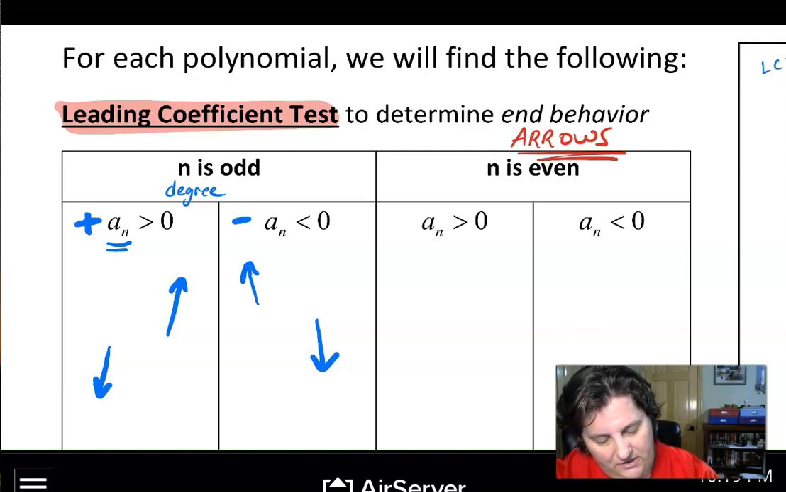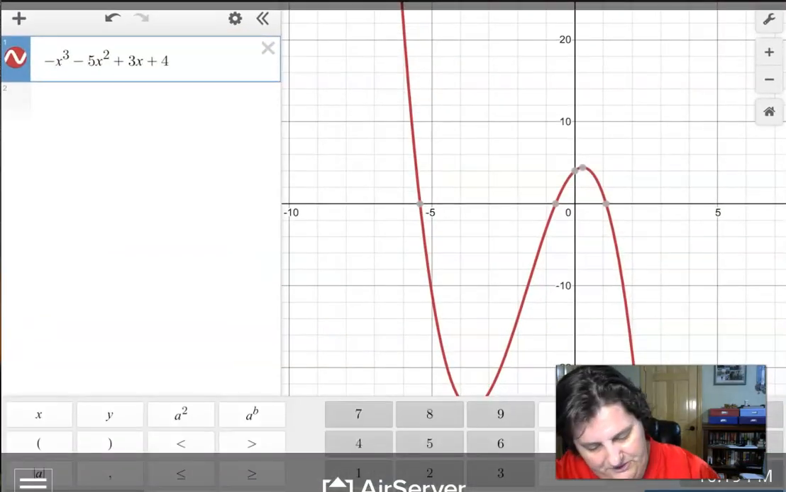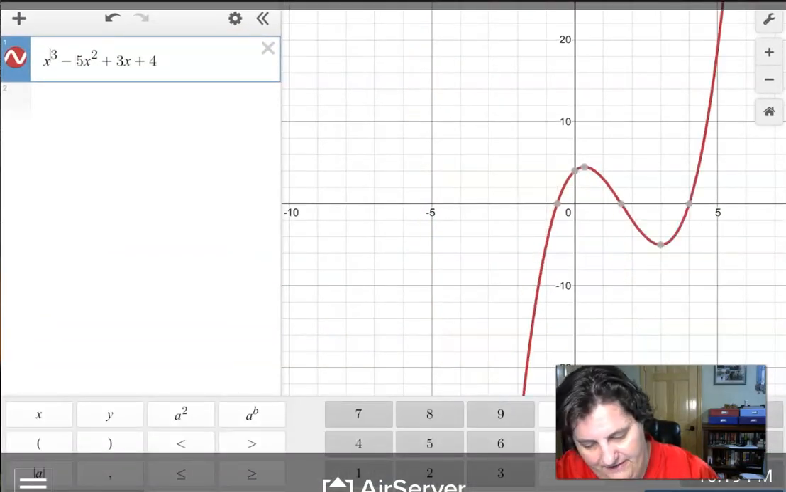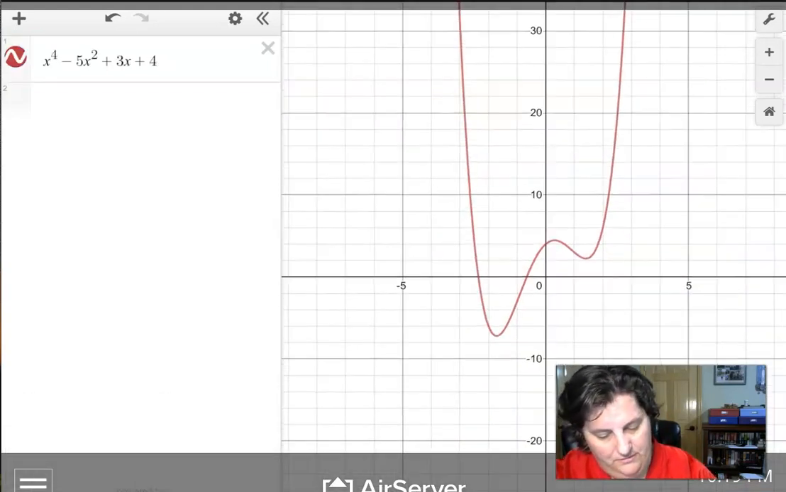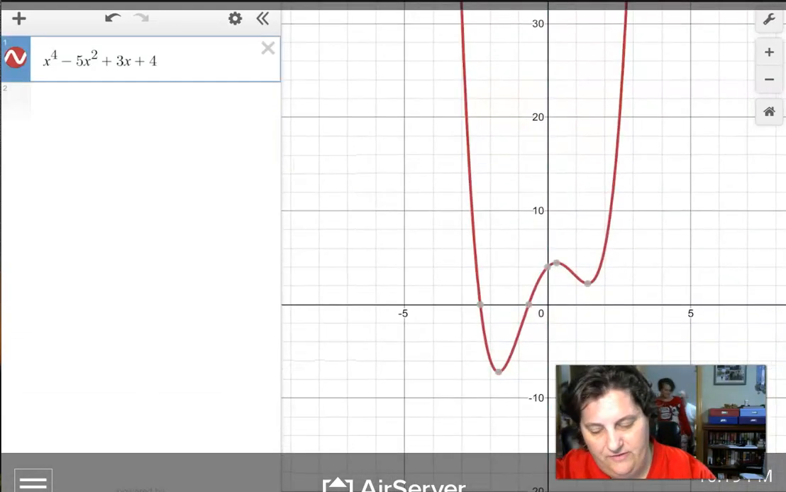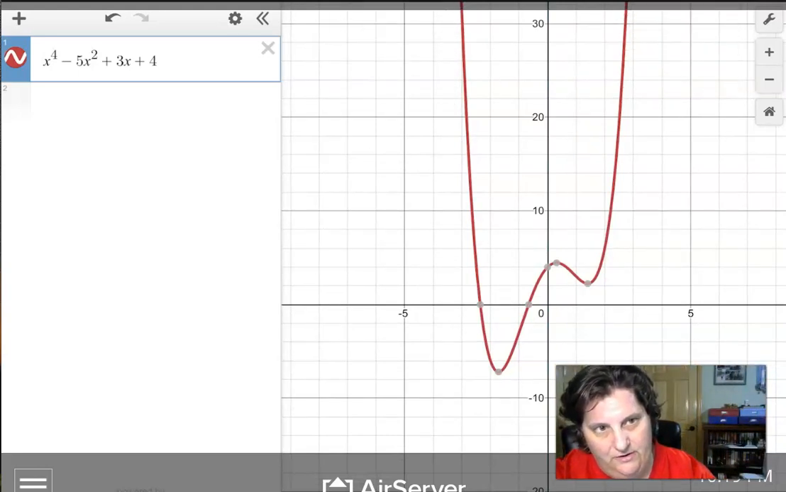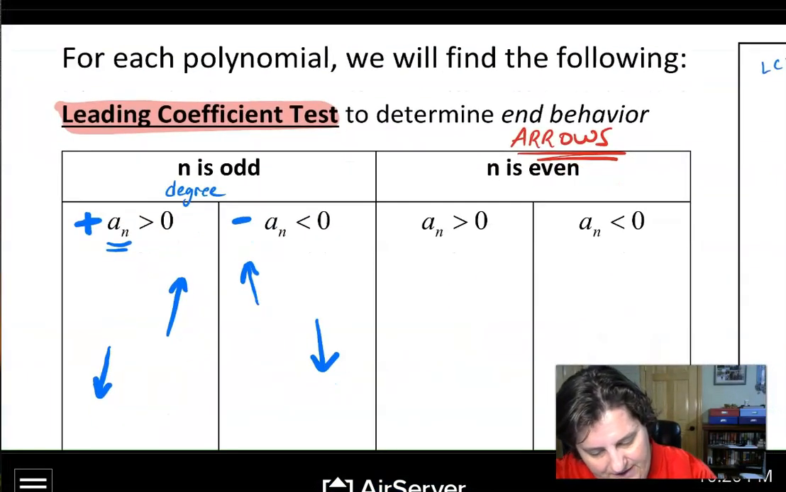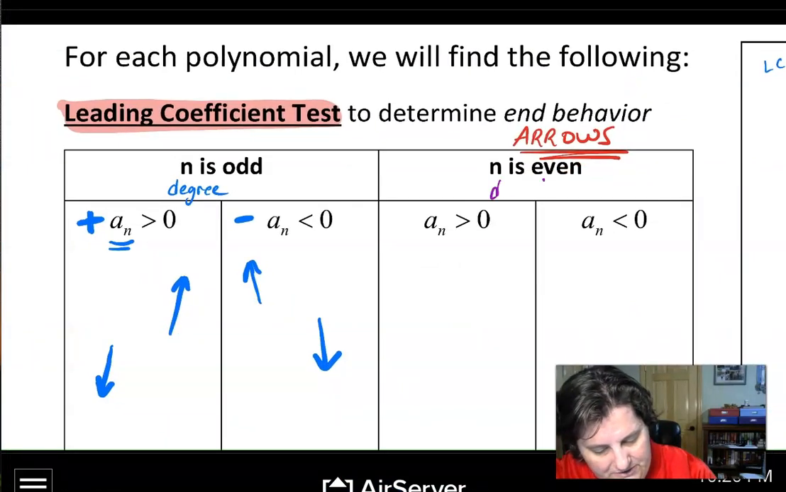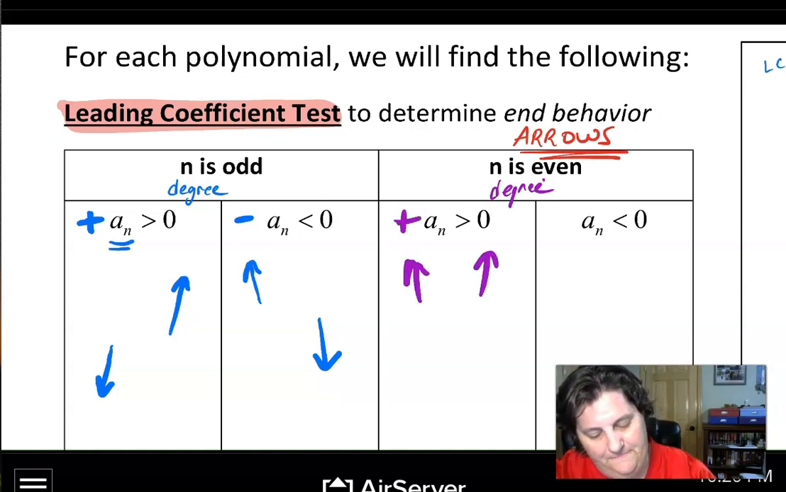Let's say n is even. Say I take this and instead of x to the third, let's say I make it x to the fourth. All right, cool. You guys see that graph? Now what do you notice about the arrows on that? On this side they go up. On this side they go up. All right, so they're going to go up on both sides. So if n is even, remember that's the degree, the highest exponent is even, and there's a positive in front of it, it goes up, up, okay?